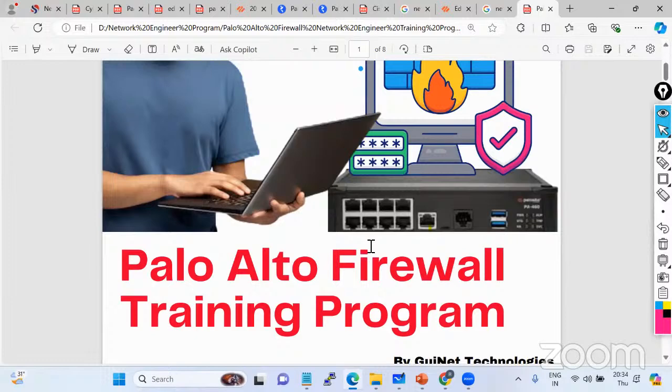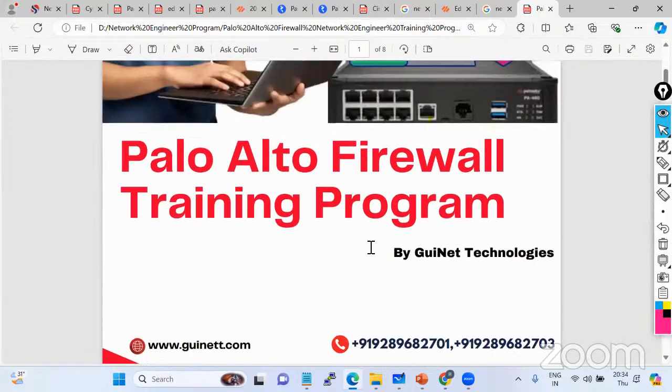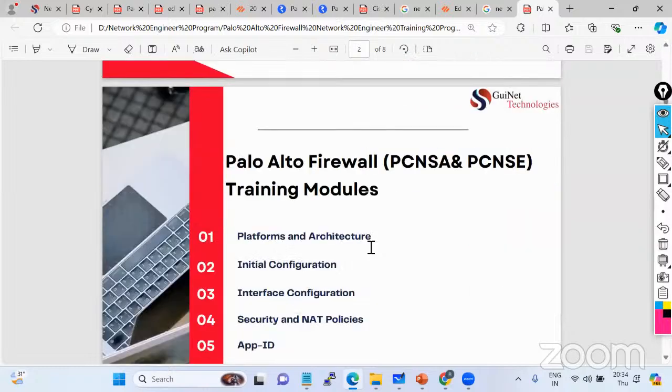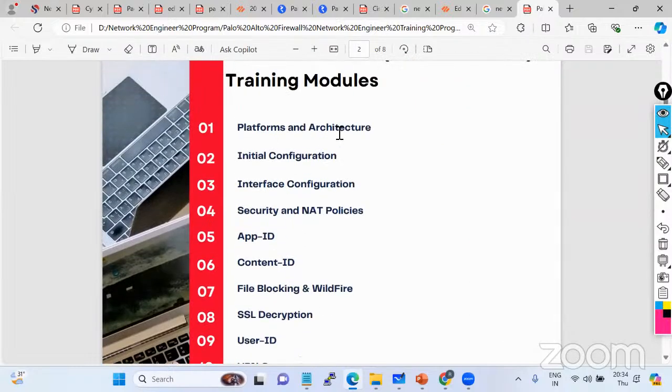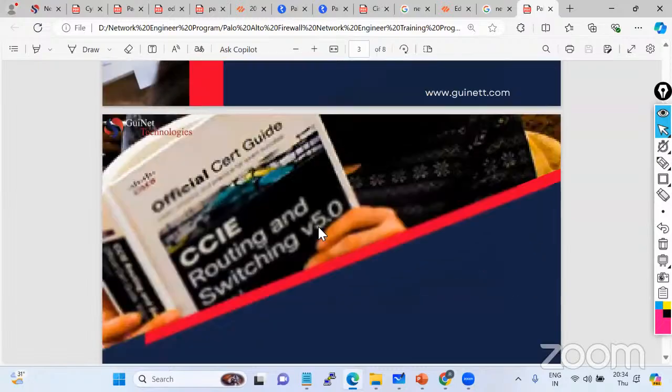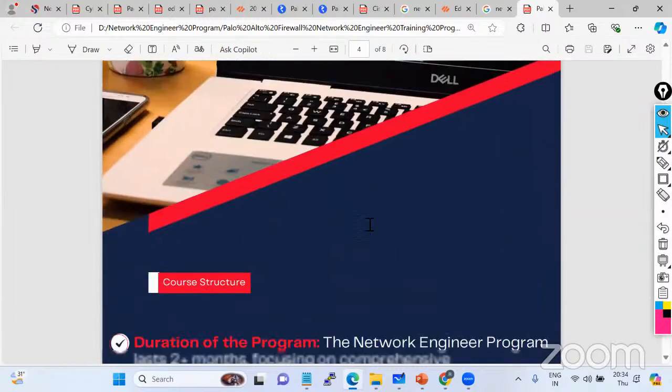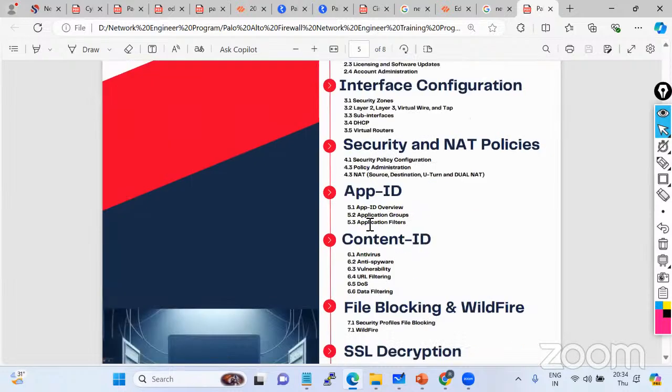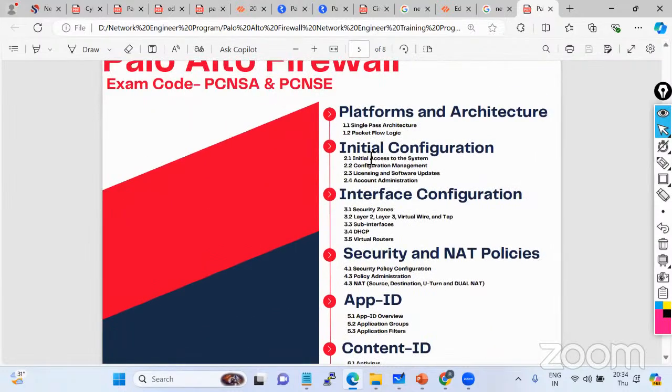In this training program, you can see we have multiple topics: the platform and the architecture, initial configuration, interface configuration, security NAT, App-ID, Content-ID, file blocking, VPN concept, and managing reporting. And if you go into the detail, like the outline of this particular course, you will find what all topics we are going to cover.